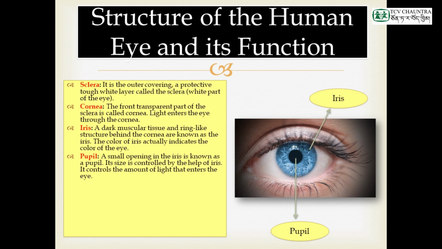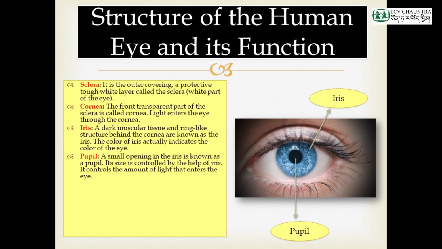If I put a torch on your eyes, the pupil size changes. In a very bright sunny day, pupil size decreases. In the dark, pupil size increases, because it controls the amount of light that enters the eyes. Whatever light is there, it will try to capture it. The function of the pupil is to control the amount of light that enters the eyes.